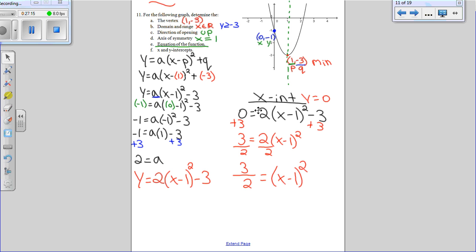This is exactly where the box method would have got you. It would have got you to the same situation. Factoring wouldn't have been possible in this one. So you would have had the box method. At this stage, I would square root both sides. When I square root both sides, I get a plus minus. I also get a square root on the bottom.